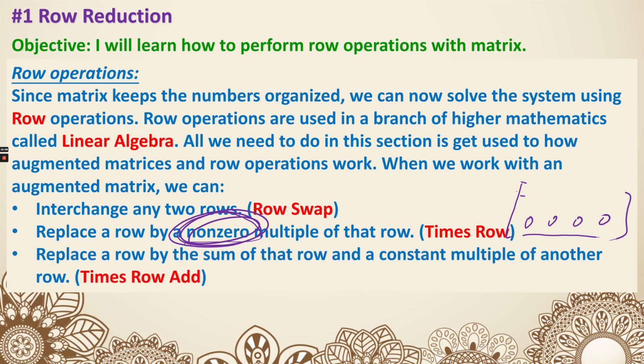The last operation that we can do with rows is called times row add. That means replace a row by the sum of that row and a constant multiple of another row. This may seem very complicated by the words, we'll see how that works when we get to the examples.